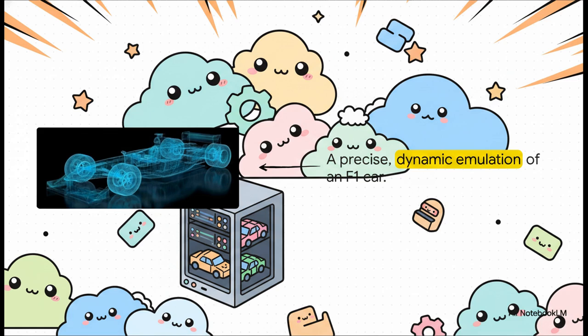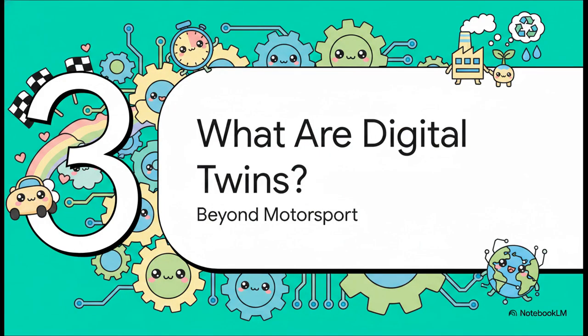Look at it this way. If a new suspension geometry fails at 200 miles per hour, well, it fails safely in a server rack, not out on the tarmac. This allows engineers to push the boundaries of innovation way further and way faster than ever before. Section 3. What are digital twins?